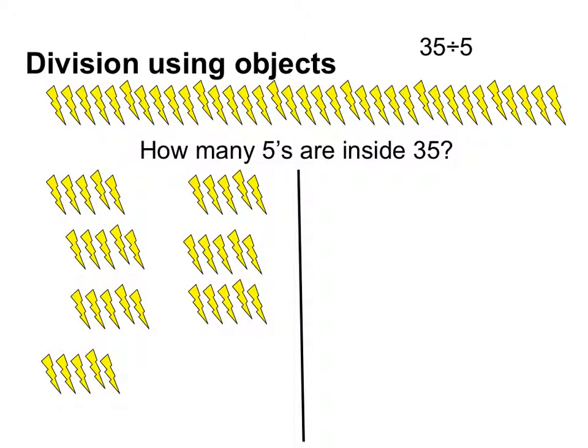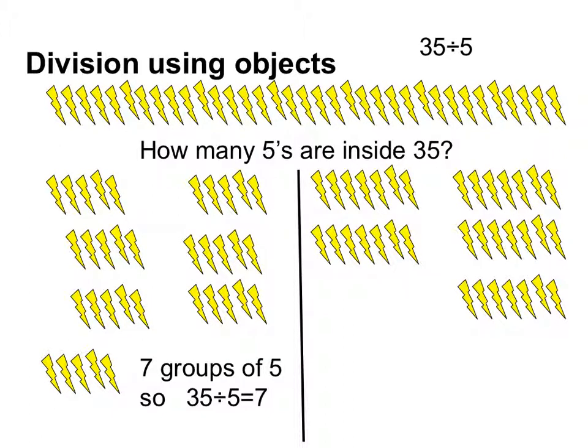So there are two ways to do that. So here I did groups of 5. So here we're 5, 5, 5, 5, 5, 5, 5. So I can see right there that there are 1, 2, 3, 4, 5, 6, 7 groups of 5. 7 groups of 5 tells me that 35 divided by 5 is 7.